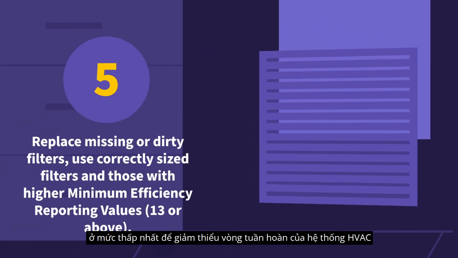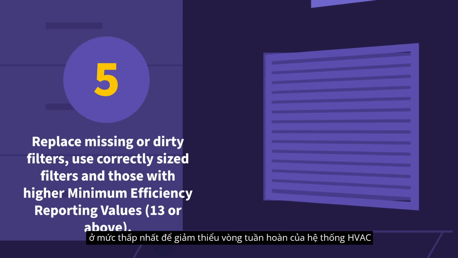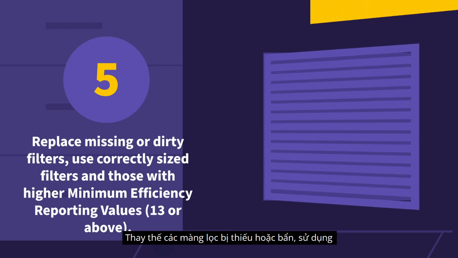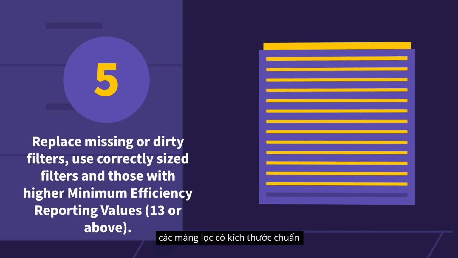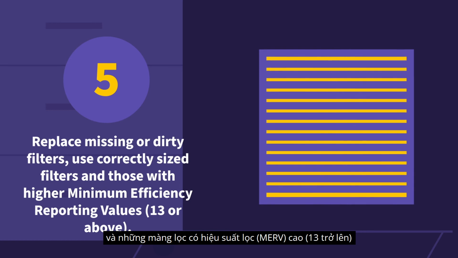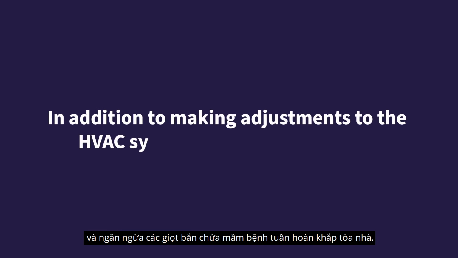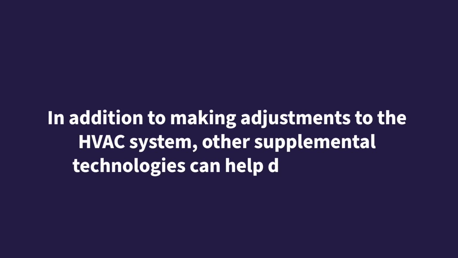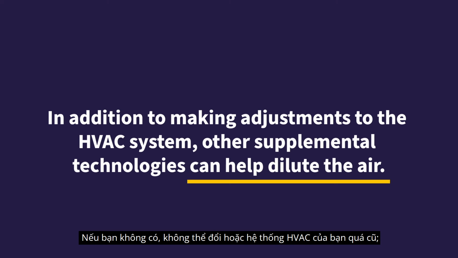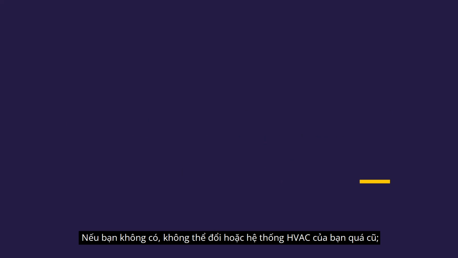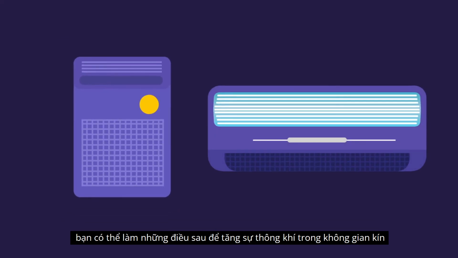Replace missing or dirty filters, use correctly sized filters and those with higher minimum efficiency reporting values, 13 or above, and confirm gasket seals integrity to ensure a tighter filter fit, efficient air cleaning, and to prevent recirculation of infectious particles throughout the building. In addition to making adjustments to the HVAC system, other supplemental technologies can help dilute the air. These can include using a HEPA air filter or upper air ultraviolet germicidal technology.